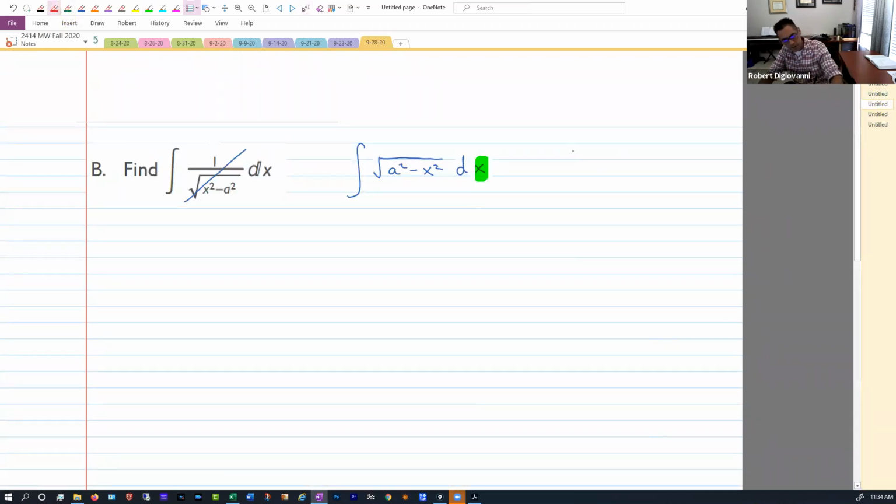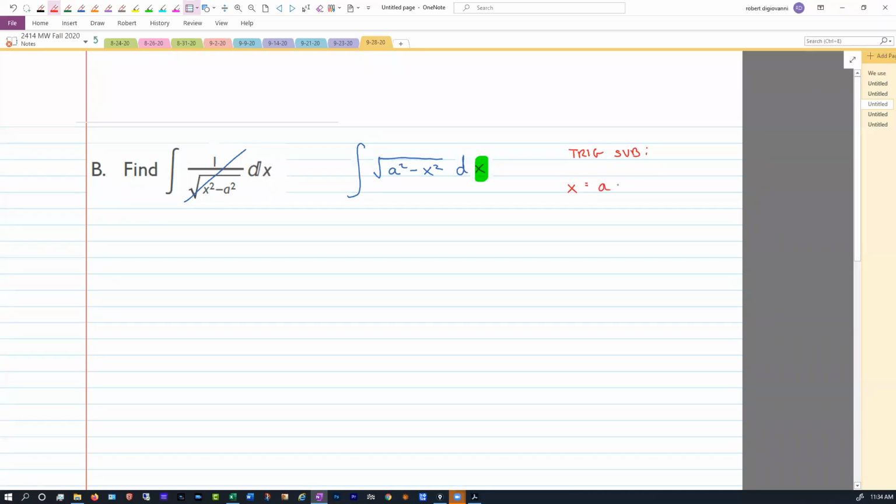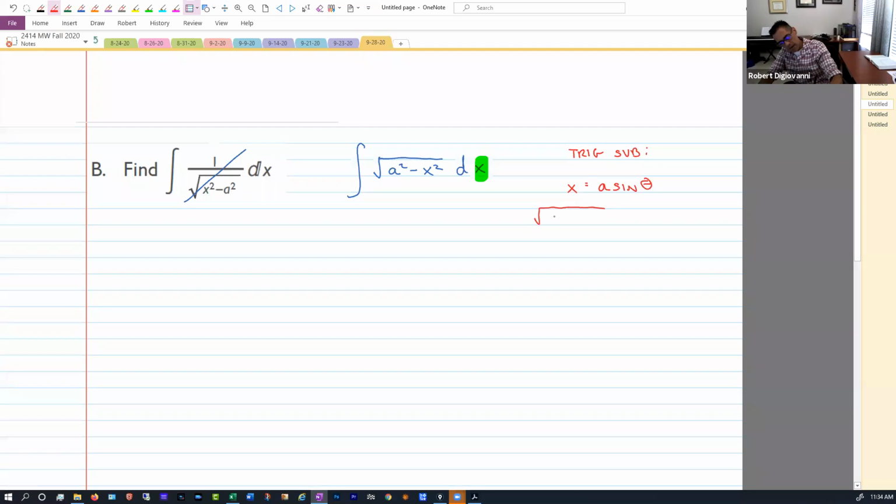So x is going to be, here's my trig sub. I'm going to do x is equal to a sine theta. The square root of a squared minus x squared, we know that's going to turn into a cosine theta. And we're going to need dx.